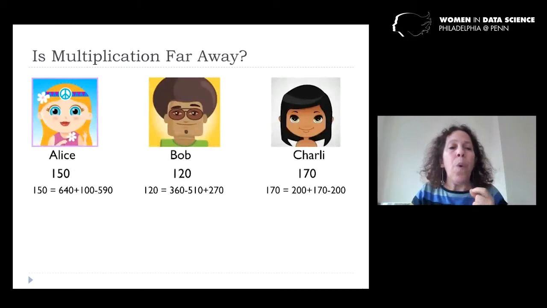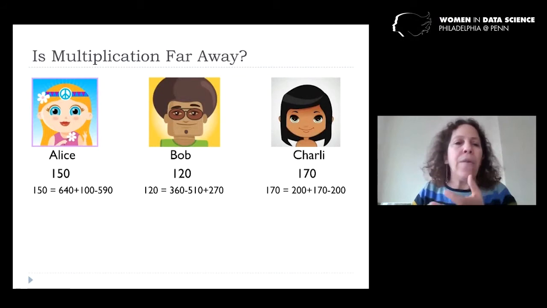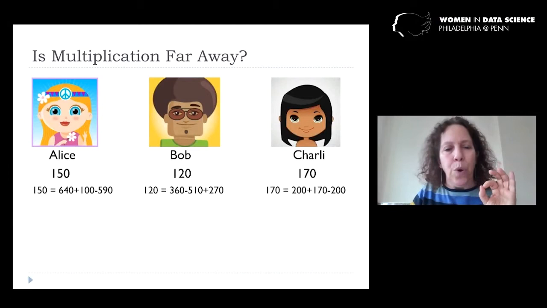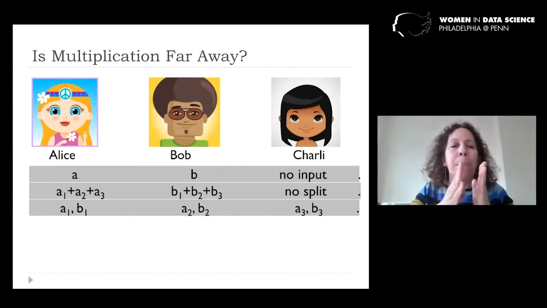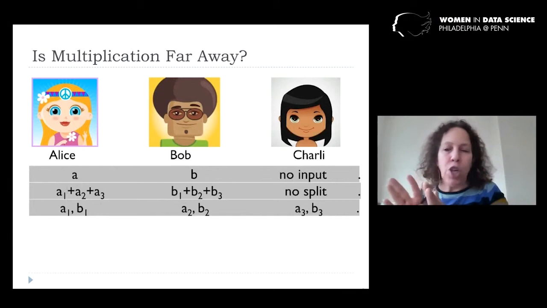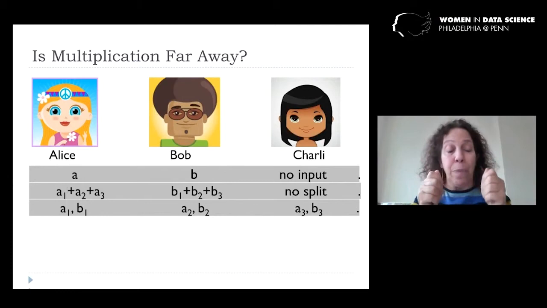So now, what do we want to do? We had 150, 120, and 170, and we wanted to add, but let's see what we do in order to achieve multiplication. In this case, I'm going to simplify a little bit just for notation. I'm assuming that not all three parties have inputs, but only Alice and Bob. Alice has an A, Bob has a B. Charlie has no input. So Alice takes her share and splits it into A1, A2, and A3.